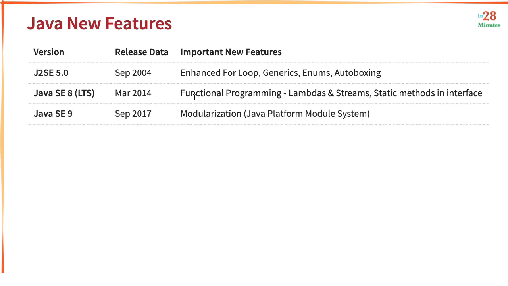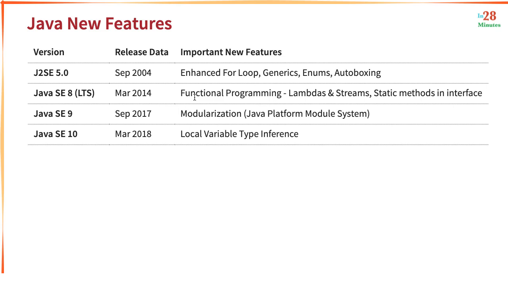Java SE 9 was another important Java release where modularization of Java was introduced. The entire JDK is now modularized into multiple modules. Not only that, you can also build your applications in a modularized way. We will look at modularization in depth in a later video.